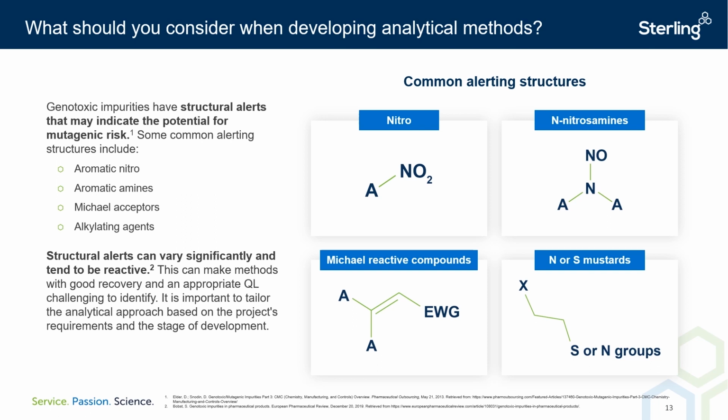The large range of possible alerting structures and different variations of each creates another challenge in analysis. These tend to be reactive, which can make finding methods with good recovery and an appropriate quantitation limit challenging. This again highlights the importance of utilizing a highly tailored analytical approach to carefully control genotoxic impurities of all kinds.